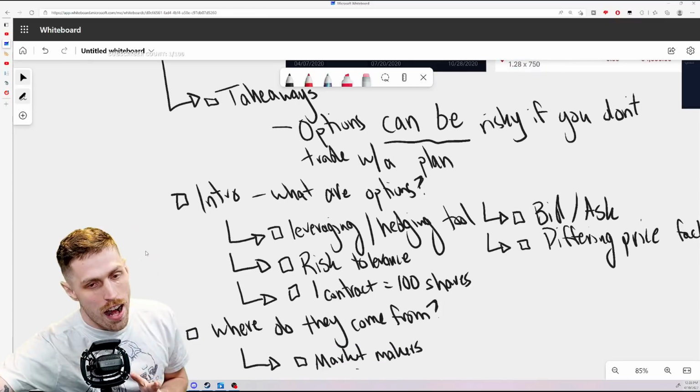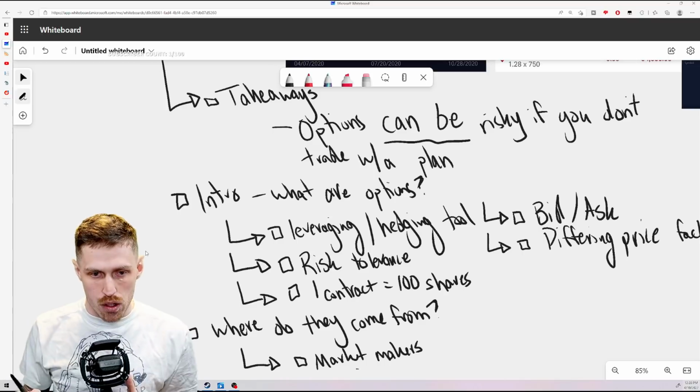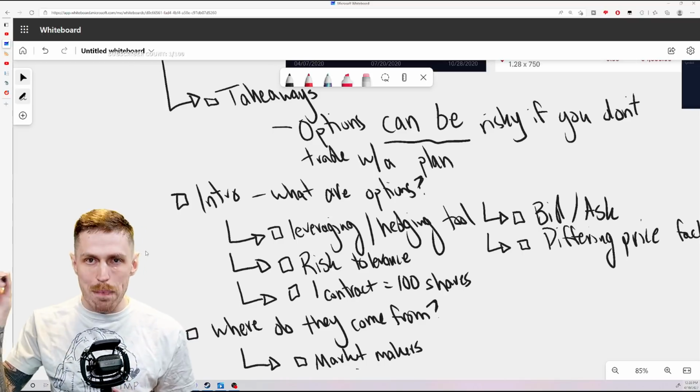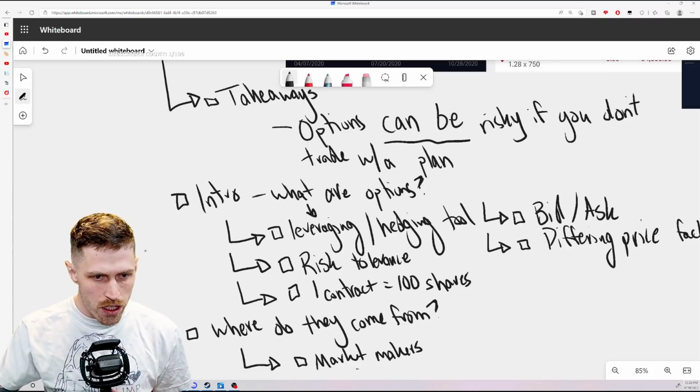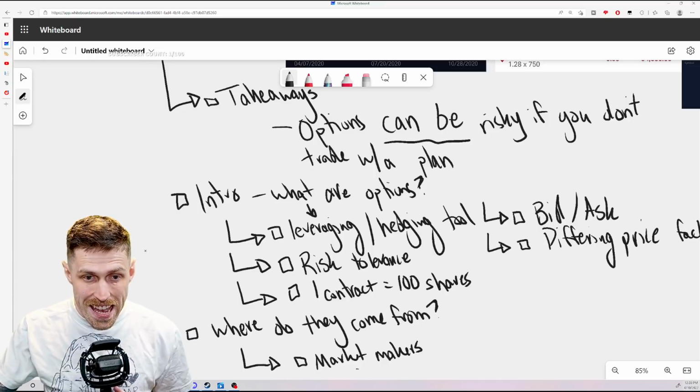So to start off with, what are options? To put it the most simple way possible, there's two ways that I think you can look at this. Options can either be A, a leveraging tool, or B, a hedging tool.